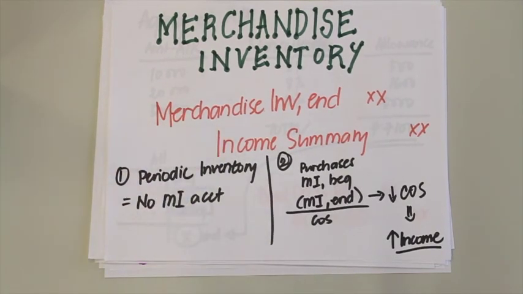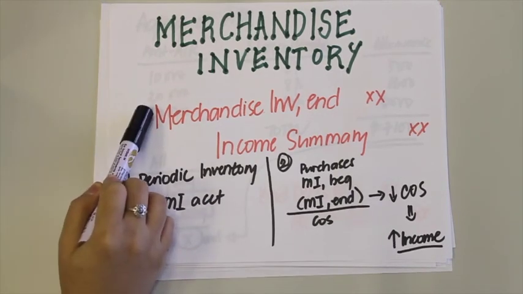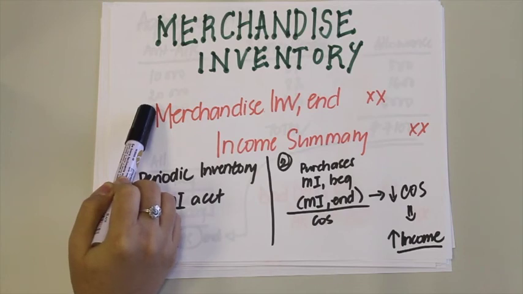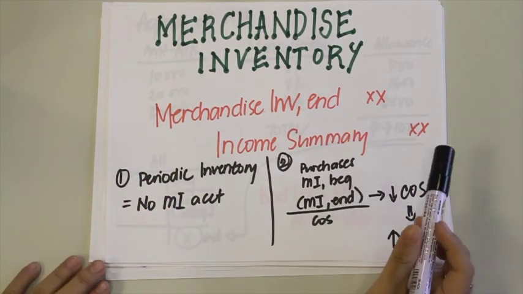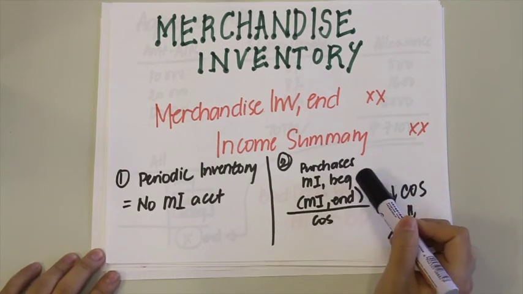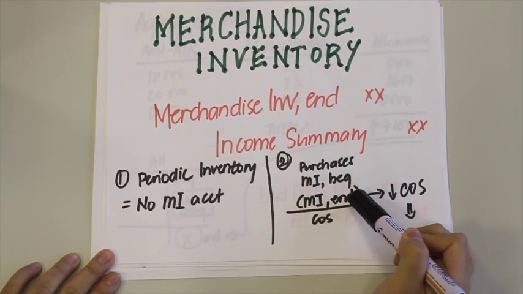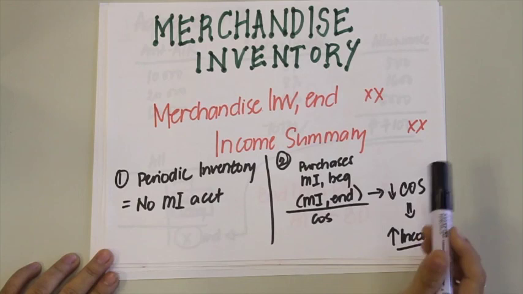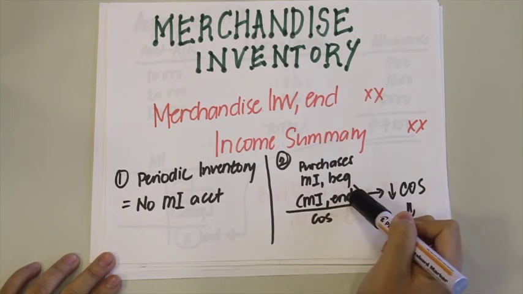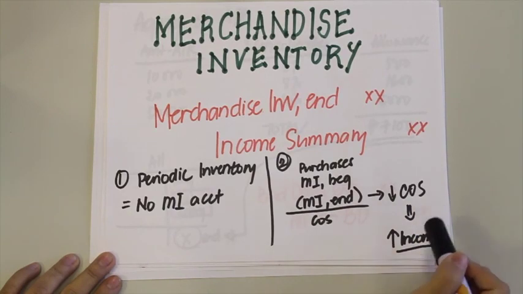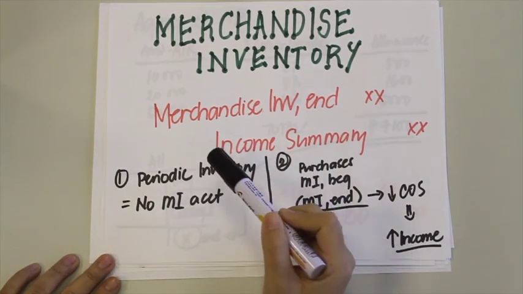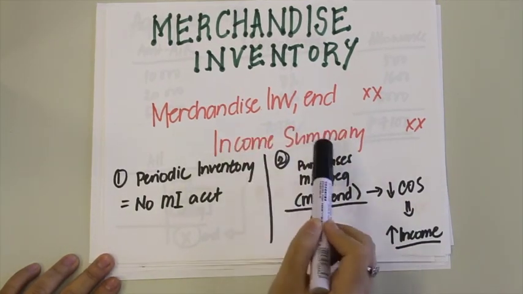Since the entry is made to recognize the merchandise on hand at year-end, a debit must be recorded so that it could be presented in the statement of financial position. Analyzing the formula for cost of sales, we have purchases plus merchandise beginning less merchandise end is equal to cost of sales. We see that the effective merchandise inventory end would be a decrease to cost of sales, and in turn, that would increase your income. And that is the reason why we credit it to income summary.